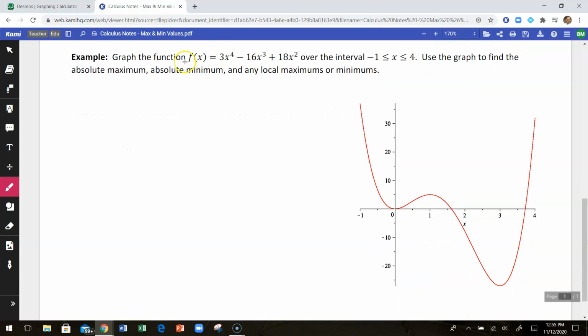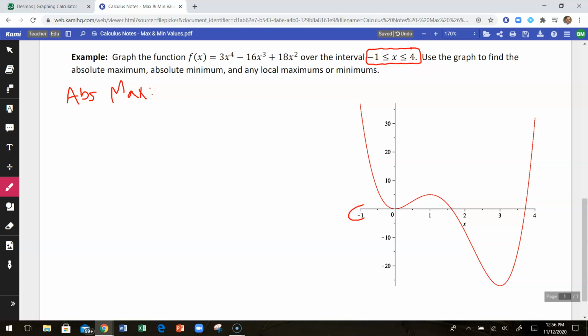Okay, so here's an example of an actual function, which I have graphed for you. This is the function that's given here. And it's graphed if we're looking over the interval from -1 to 4. Use the graph to find the absolute maximum, absolute minimum, and any local max or mins. So, absolute max. If I look at that graph over the interval from -1 to 4, what is the very highest y value that we achieve?